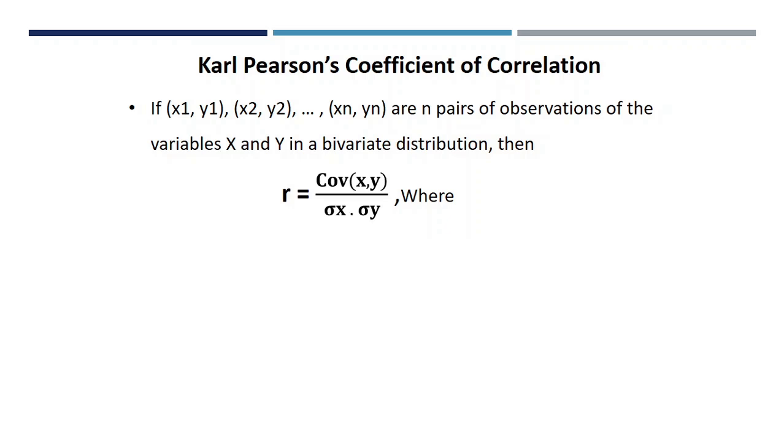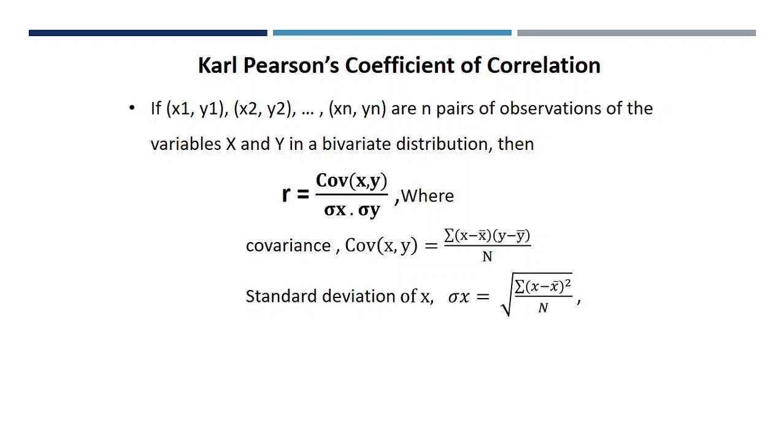Then the correlation coefficient is covariance of xy divided by standard deviation of x into standard deviation of y, where covariance of xy is equal to summation of (x minus x bar) into (y minus y bar) divided by total number of units n. And sigma x, the standard deviation of the variable x, is square root of summation of (x minus x bar) square divided by n. And standard deviation of y variable sigma y is equal to square root of summation of (y minus y bar) square divided by n.